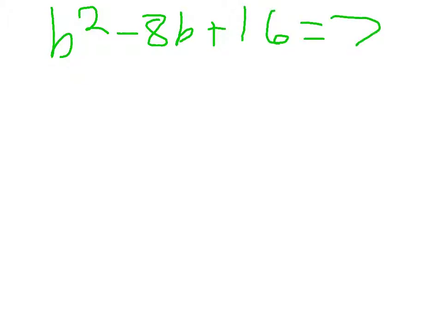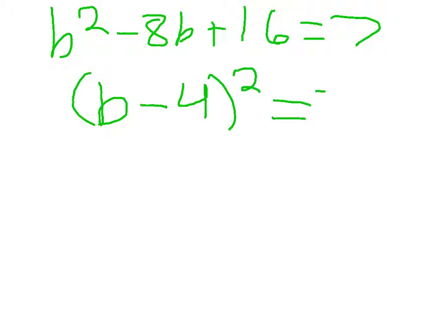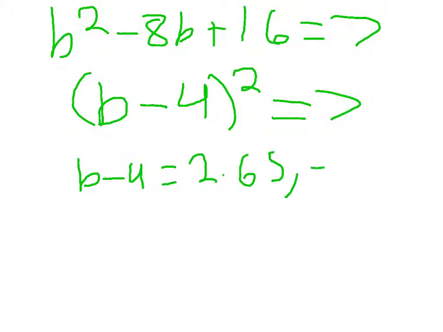Now, what we need to do is make this a binomial square. So to do that, we will transform this into b minus 4 squared equals 7. Now, to get rid of that squared sign, we're going to have to square root both sides. So if we square root that, we get b minus 4 by itself equals the square root of 7, which is 2.65, and negative 2.65.